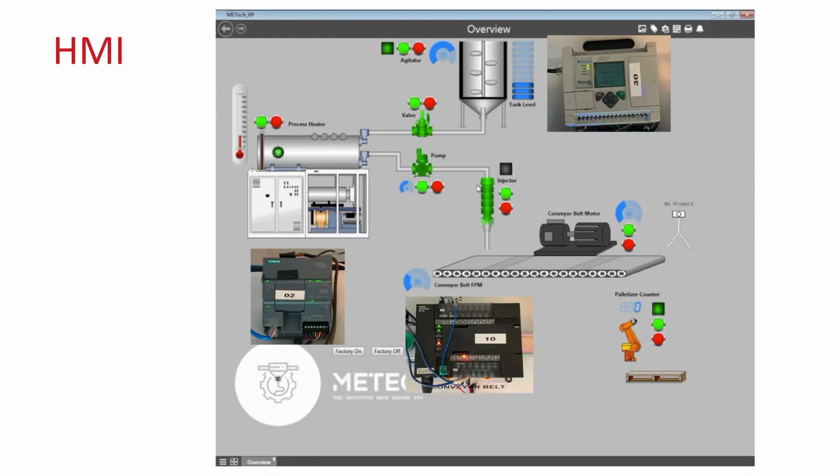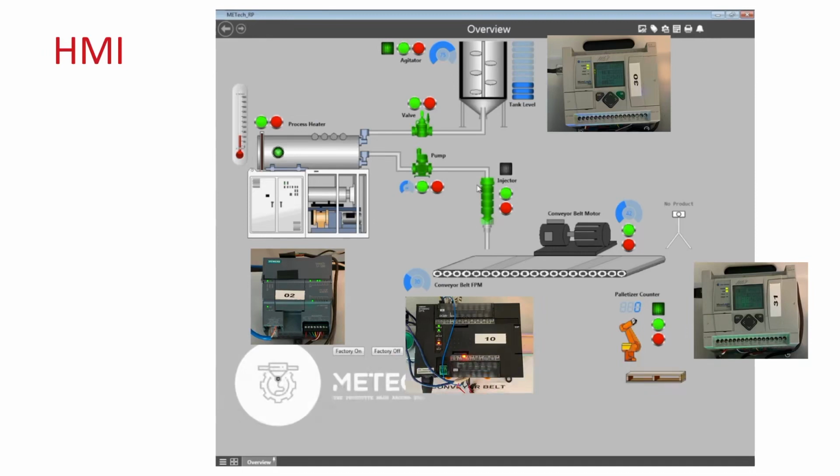And then the product would continue down the conveyor belt. It would get inspected by an electronic eye, and then it would get dropped onto a pallet. And eventually, once the pallets were full, the palletizer would move the devices off into a different location.